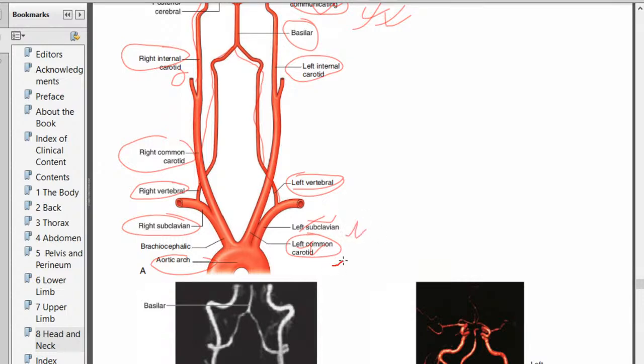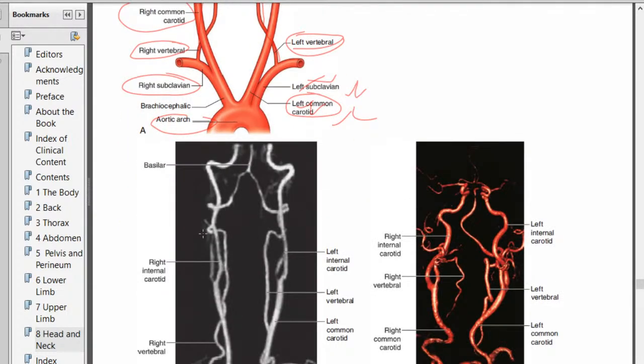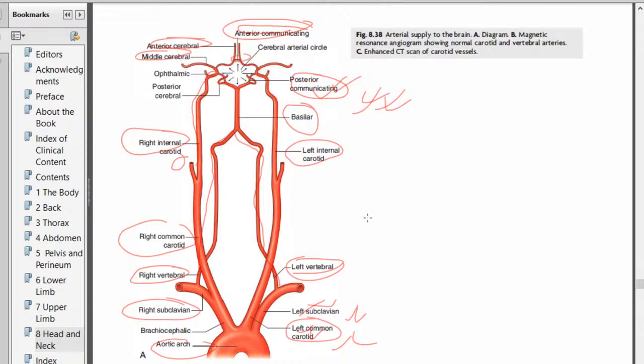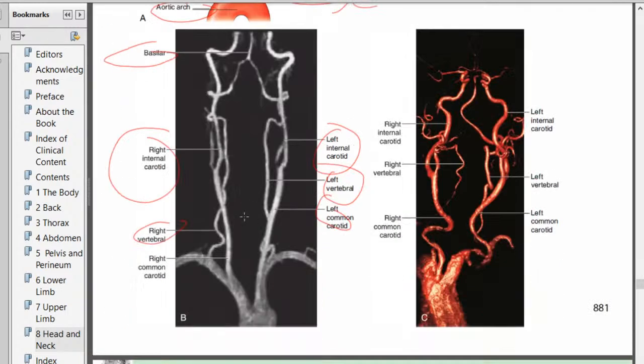Left subclavian artery, left common carotid artery. Okay, let's see this figure. There is the basilar artery. This is the right internal carotid artery. This is the left internal carotid artery. This is the left vertebral artery. This is the left common carotid artery. This is the right vertebral. This is the figure, an MRI, and it is clear. This one is the internal carotid artery, and it goes up.